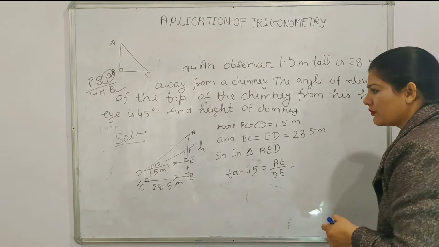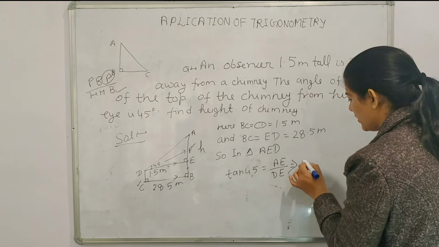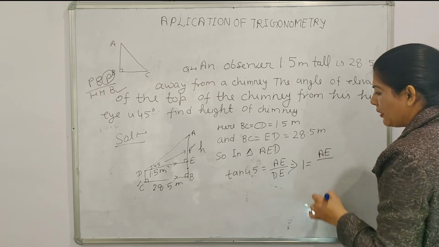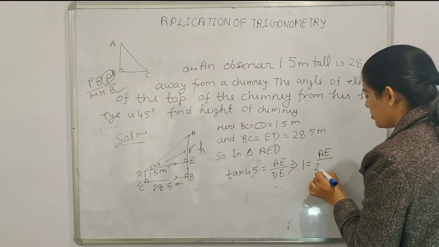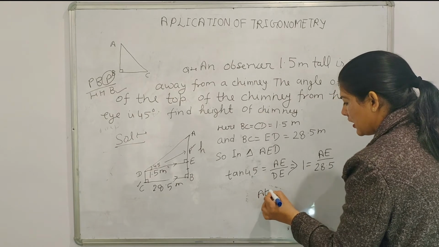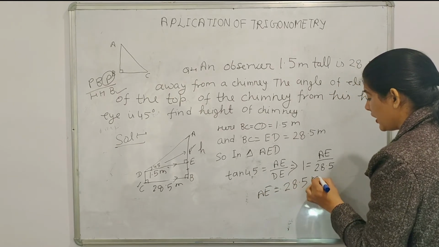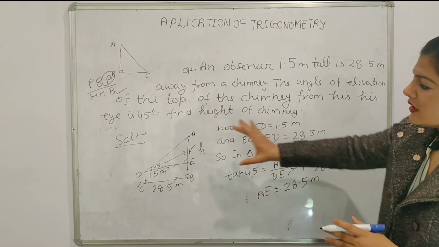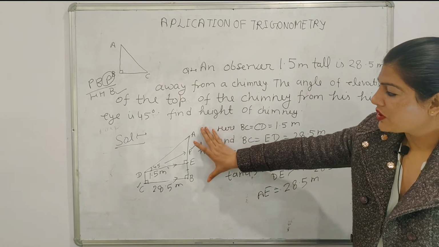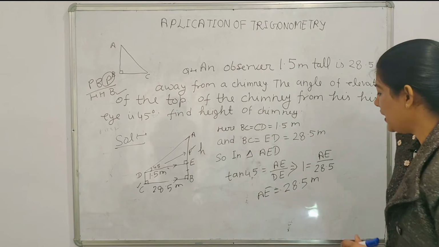So tan 45 is 1, equal to AE by DE. What is the value of DE? Here it is 28.5. So AE is equal to 28.5. But this is not it. This is not the height of the chimney. This is only one part of the chimney. If we have to find the total height of the chimney, we should add AE plus BE.